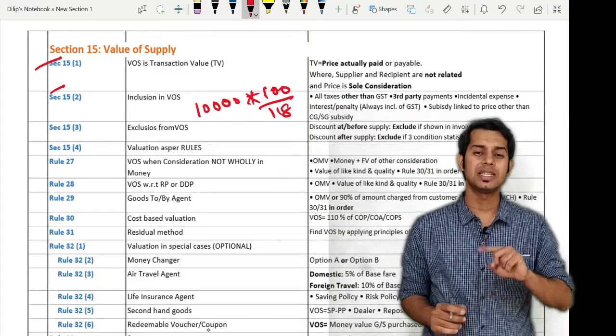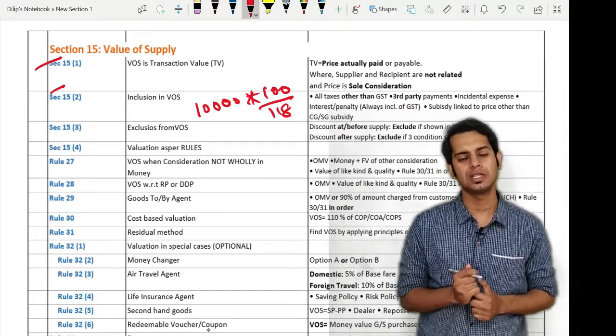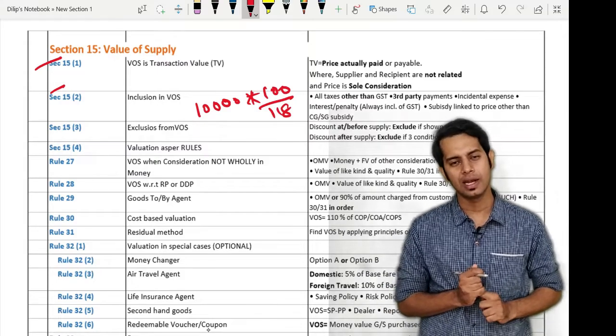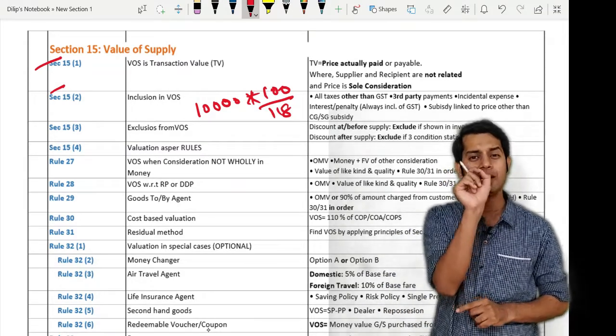Then subsidy which is directly linked to the price, excluding the subsidy which is given by central government and state government, is required to be added in value of supply. Please note that this subsidy should be linked to the price directly.